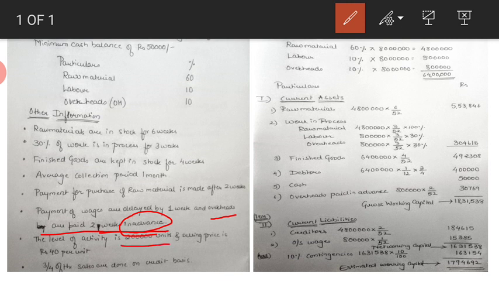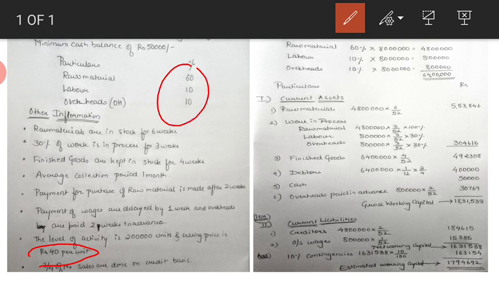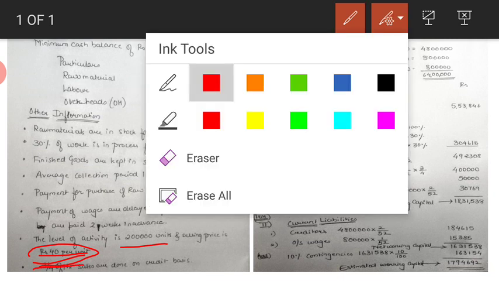Then level of activity given is 2 lakh units, selling price is 40 per unit. Since this detail is given in percentages, they have to give the selling price per unit. Otherwise we would not be able to go ahead with the problem. So 2 lakh units and selling price is 40 per unit.